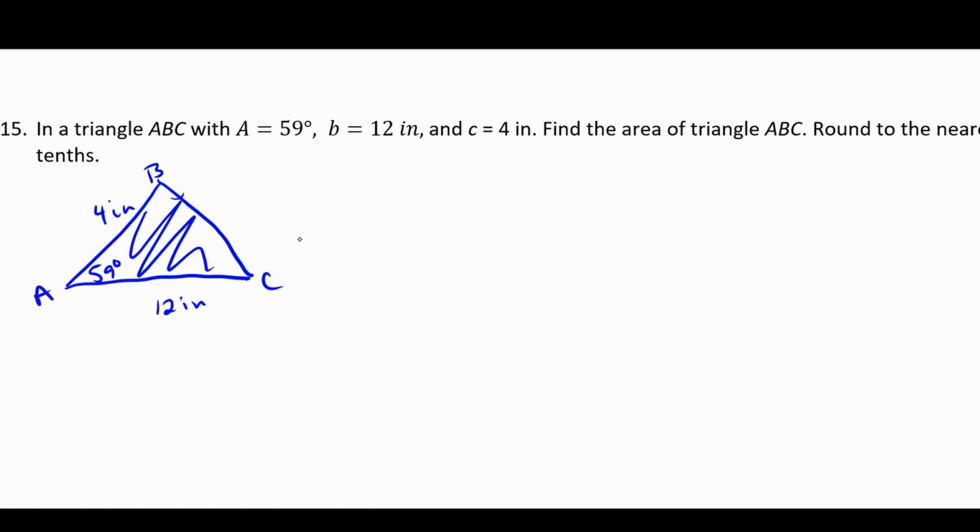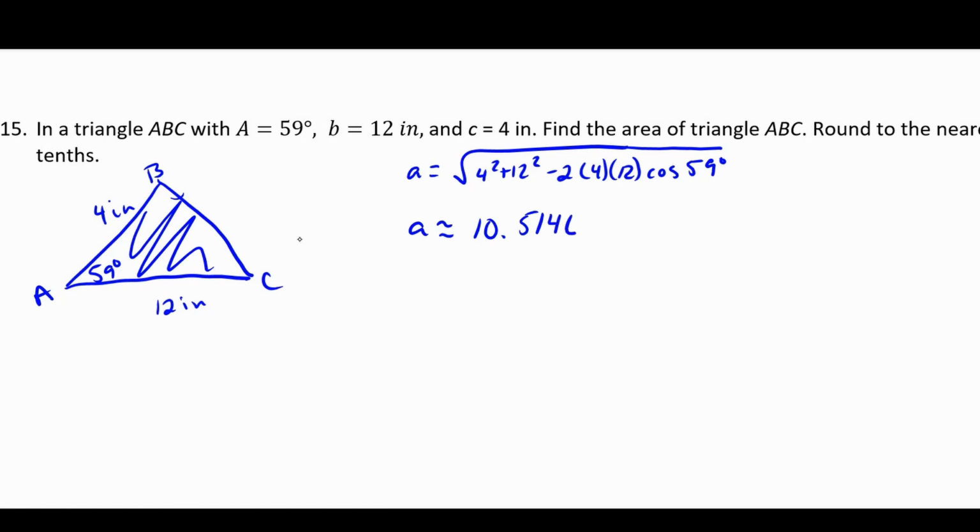So if I want to figure out what A is, that'll be the square root of 4 squared plus 12 squared minus 2 times 4 times 12 times the cosine of 59 degrees. So A is approximately, and I'm going to round this one to 4 decimals, even though I know I need to go to the tenths because I want the final answer to be a little bit more exact. Alright, when I type all that into the calculator, I get 10.5146.